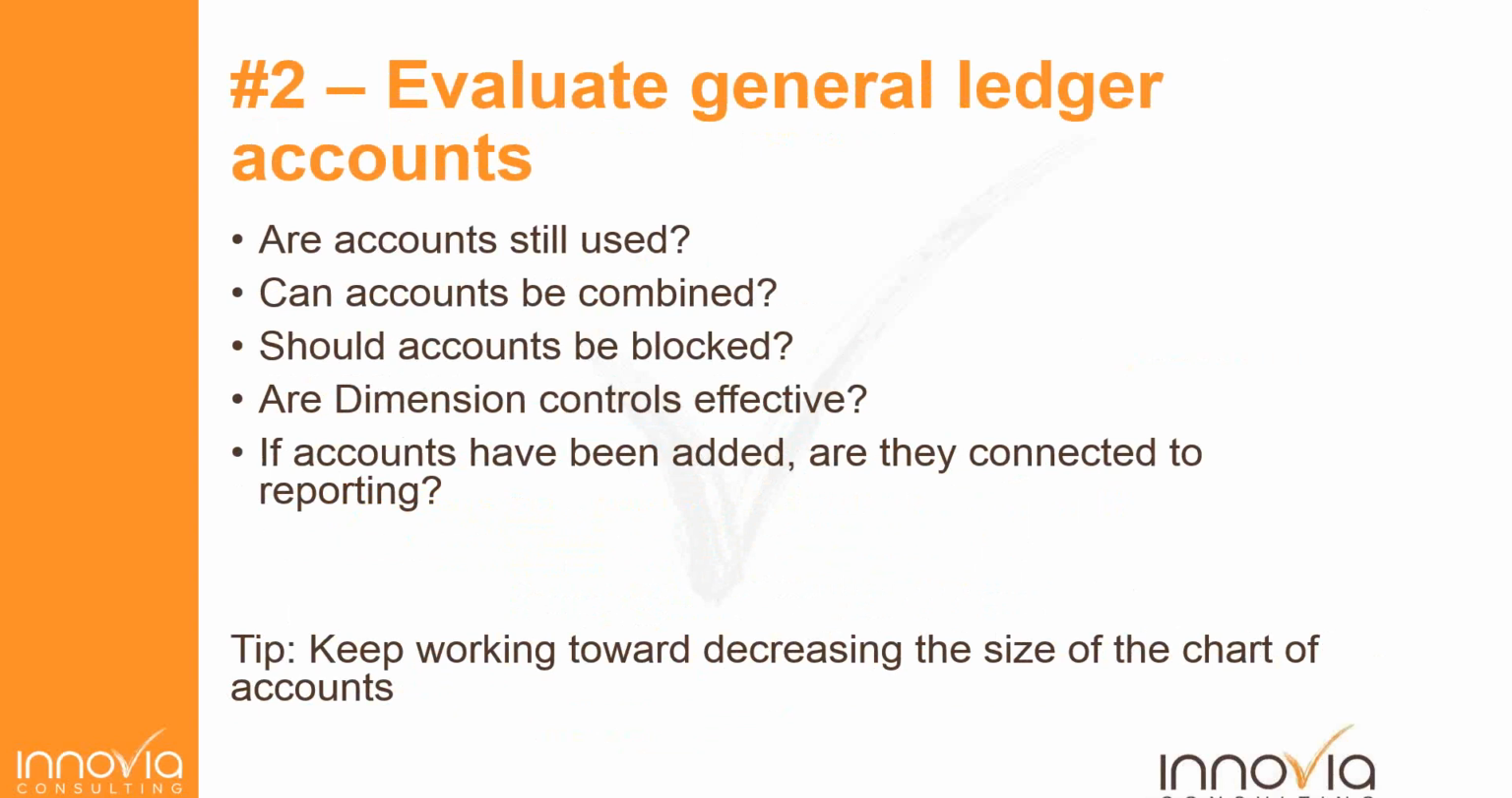The last thing to check for is if you've added any accounts for the year, make sure they're connected to your reporting. Some areas like the NAV canned trial balance are dynamic and they will pick up new accounts that are added, but other areas like account schedules need to have that account added if it's not included in a named range. So important to see if you had any accounts that have been added to make sure that they're connected to your reporting, and that goes for outside reporting sources as well.